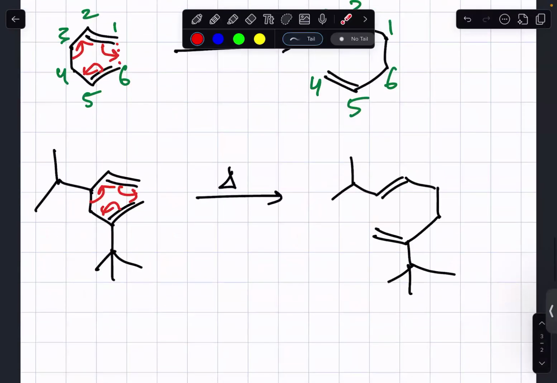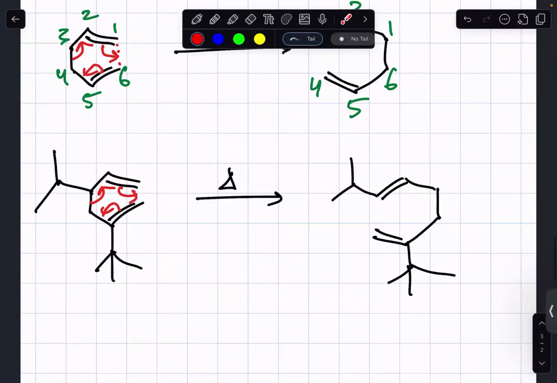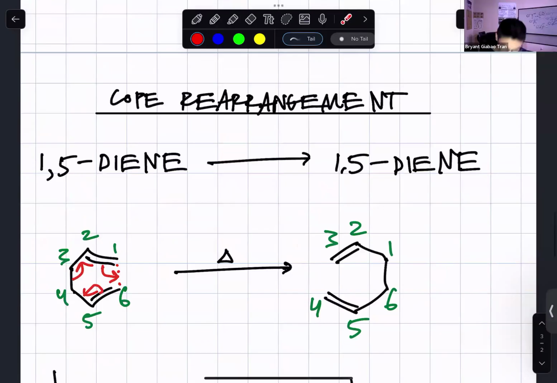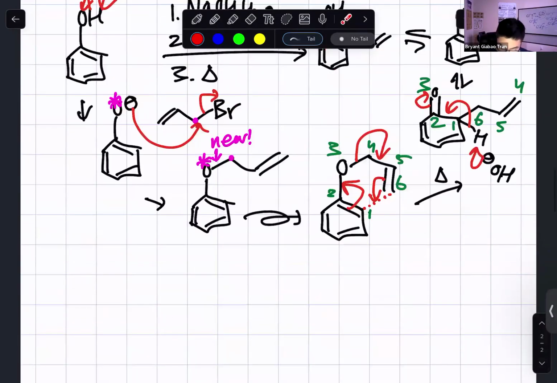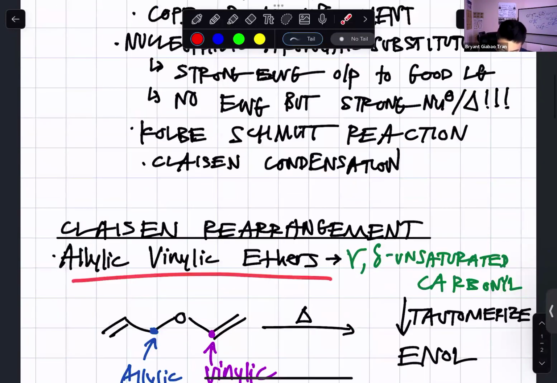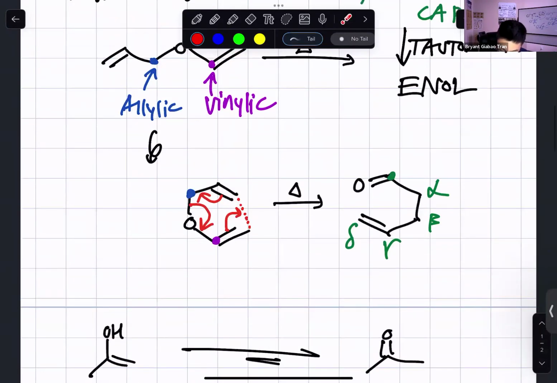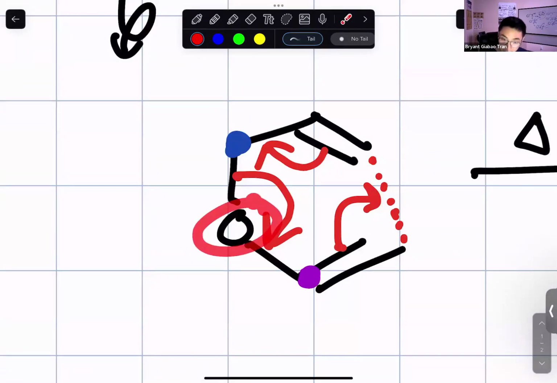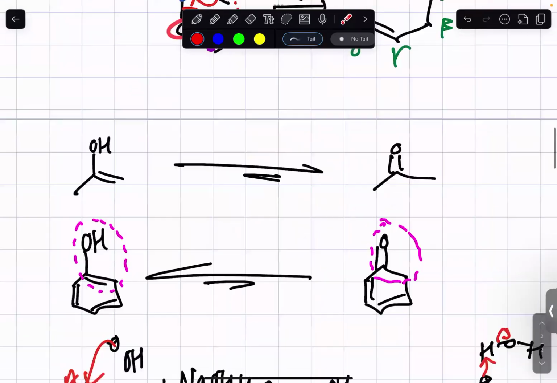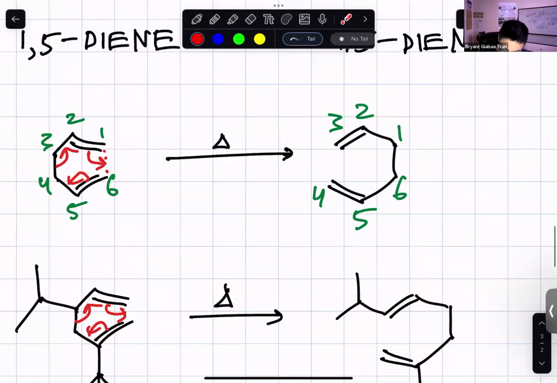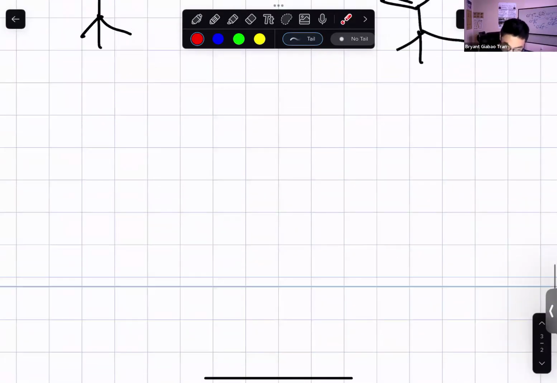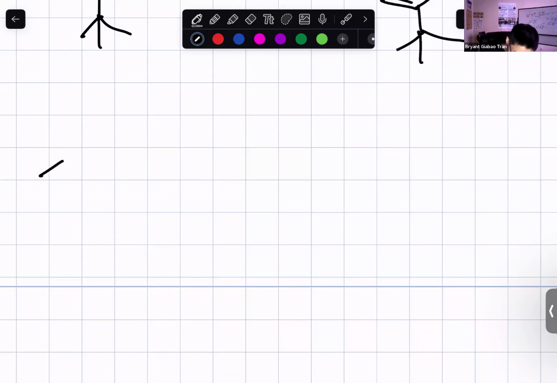So basically the difference between Claisen and Cope is that Cope is a 1,5-diene. Claisen is working with an allyl vinyl ether, and in the mechanism arrows, the oxygen is included in the Claisen. In Cope, there's no oxygen at all. But in exams, I've seen some professors do a pretty common trick. They do this right here.